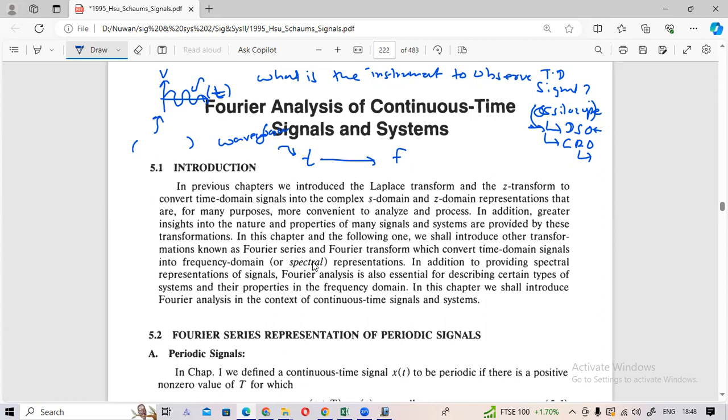So this kind of time domain signal we refer to as waveform, and an oscilloscope can be used to observe a time domain signal. Now using Fourier analysis, you can convert this time domain into frequency domain. That means here you are plotting the voltage level with respect to time. In frequency domain, what are you going to do?